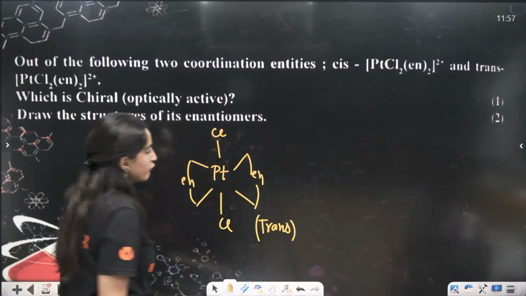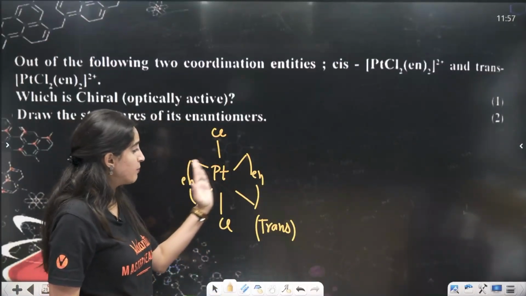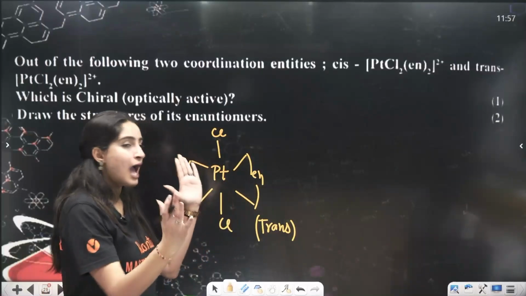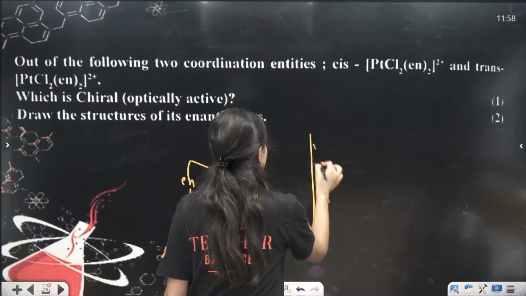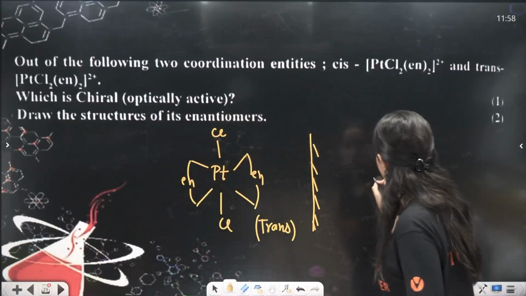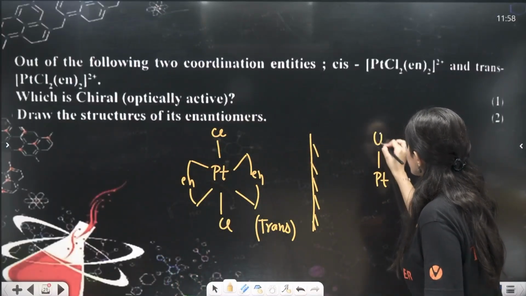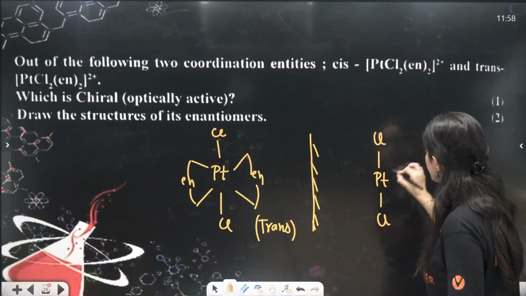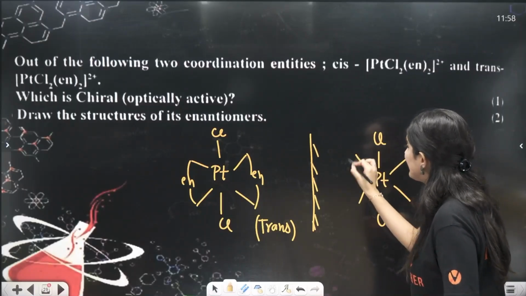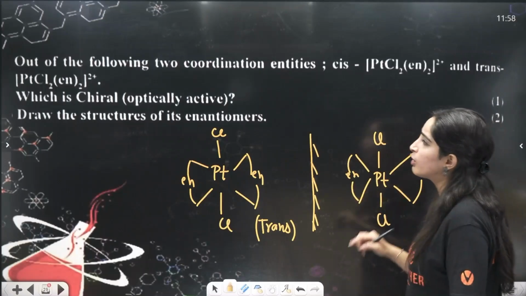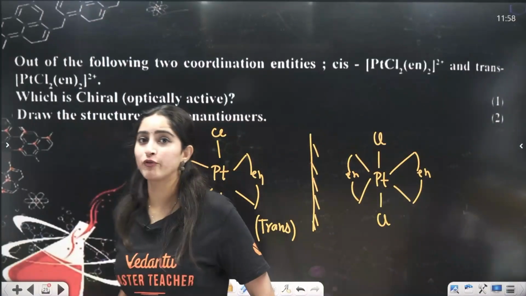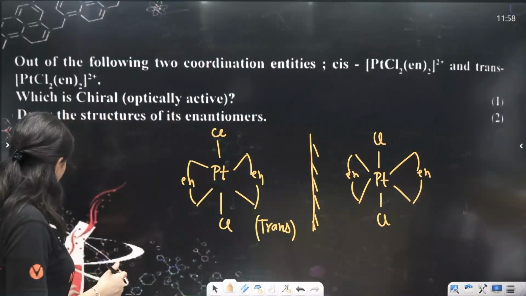We know that if we make a mirror image of that, that will be same and it will be superimposed with each other. If you make a mirror image of this, that will be same only, right? So that is a superimposable mirror image. That means they are identical. Trans are identical, right? So that is why they are not optically active. We need non-superimposable mirror image here.